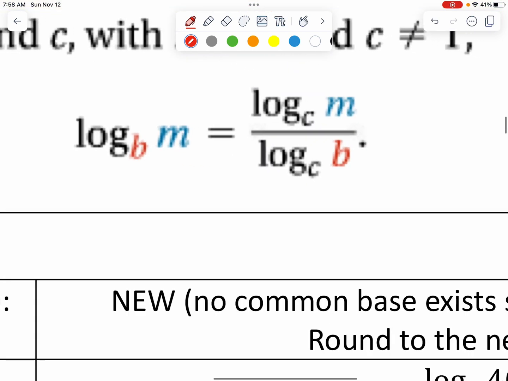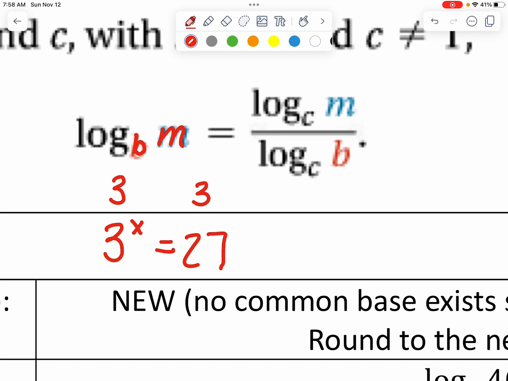Let's say that you have a log with a certain base of a certain number, but you can't get a common base. Let's say that we have 3 to the x equals 27. We could write both of these as a base of 3 because 3 to the first is 3 and 3 to the third is 27.